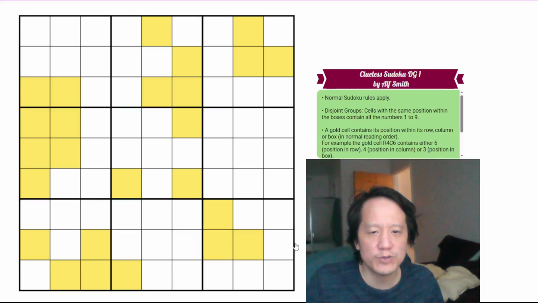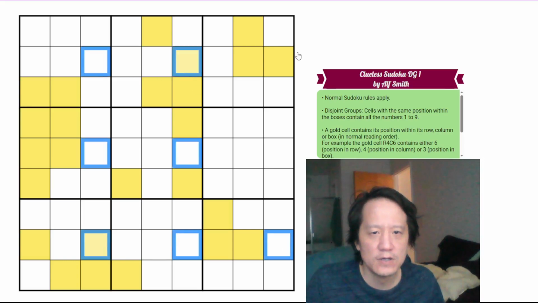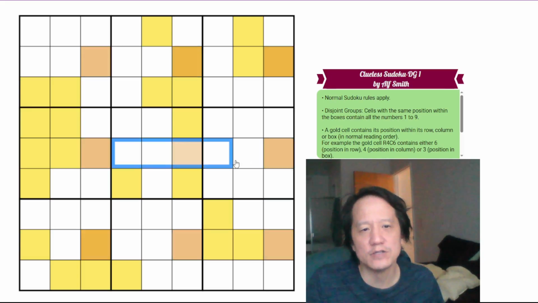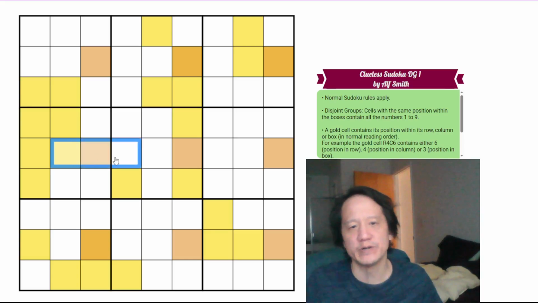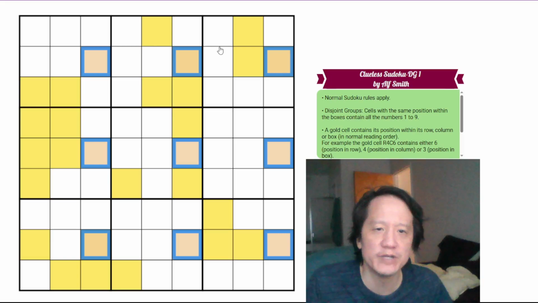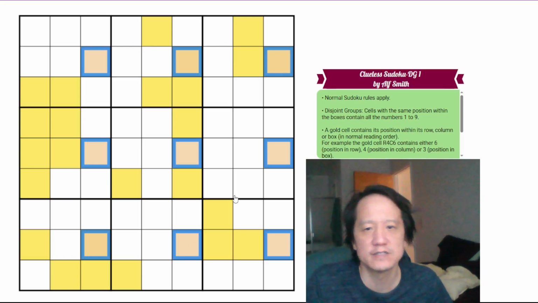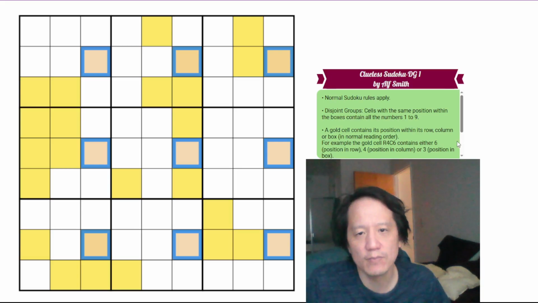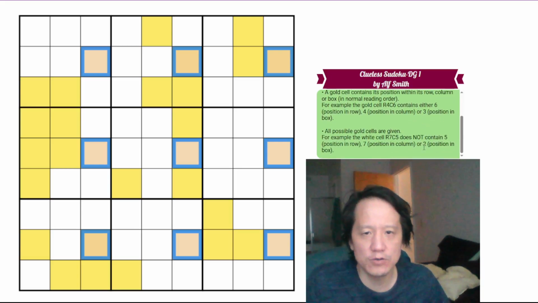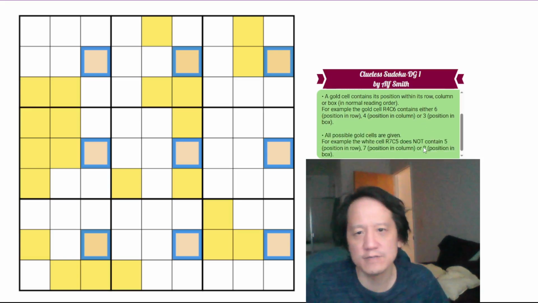So for example, these 9 cells also cannot have repeats, because they are in the same relative position in their boxes, right? These are all the right central box. So there cannot be repeats in this specific set, or in the cells in the same relative position in their boxes. And that's the disjoint groups, or disjoint sets rules, essentially.